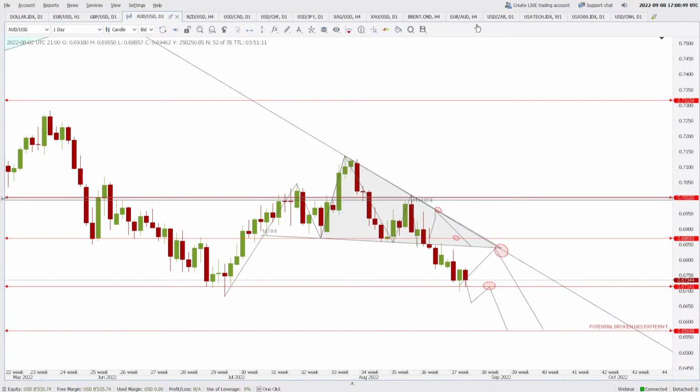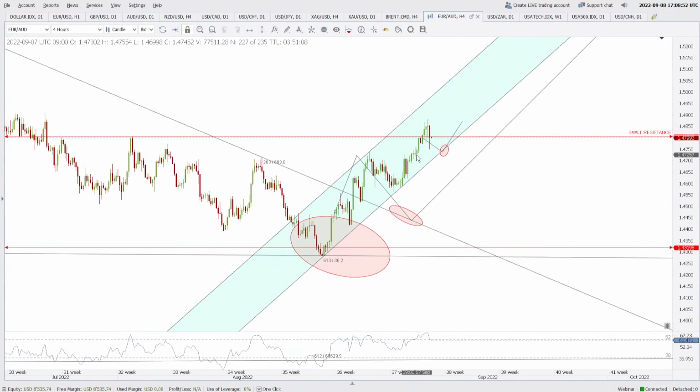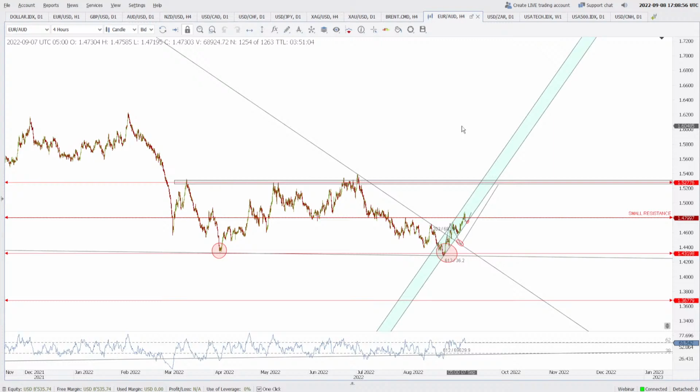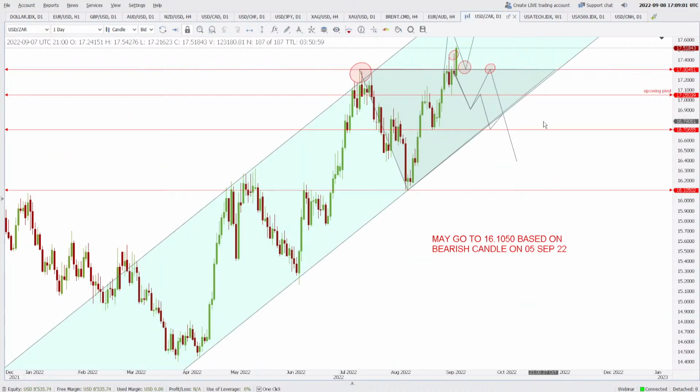So that is why I'm expecting euro against Australian dollar to rise further to 1.5277. That is the minimum. I think it may go further, but this is the minimum that I think it should achieve. US dollar against the South African rand.